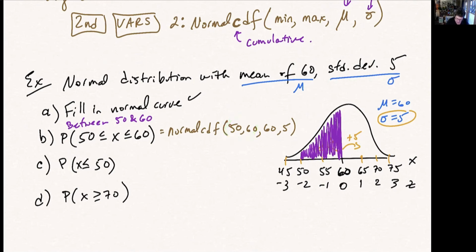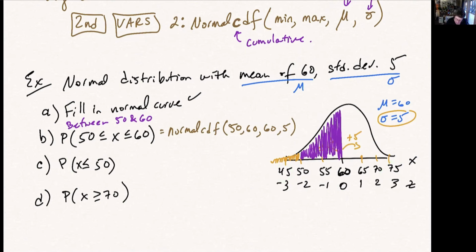Okay, now the probability of x being less than 50, what's that look like on my graph? That's less than 50. That's here. And remember, this doesn't stop at 45 and this doesn't stop at 75. They both keep going. It's just highly unlikely, so we just stop writing it. The values don't stop, we just stop writing it.